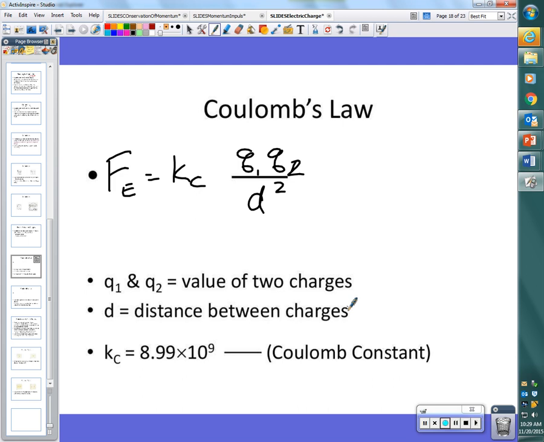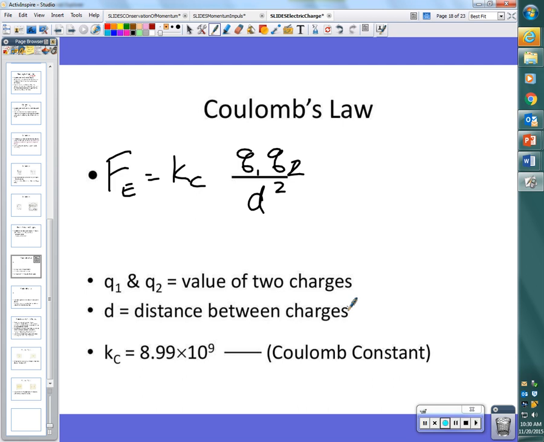And then D represents the distance, how far apart those charges are. Good with those so far? And then K is a constant value. It never changes. But more importantly than what these things are, let's talk about what they mean.